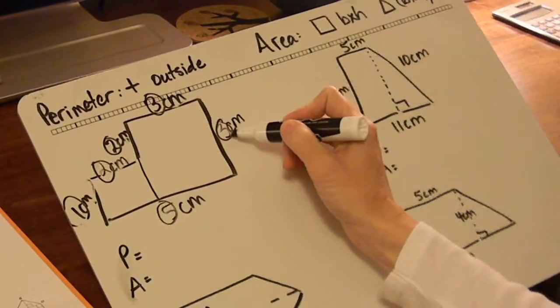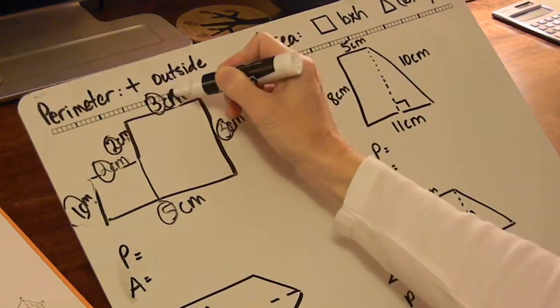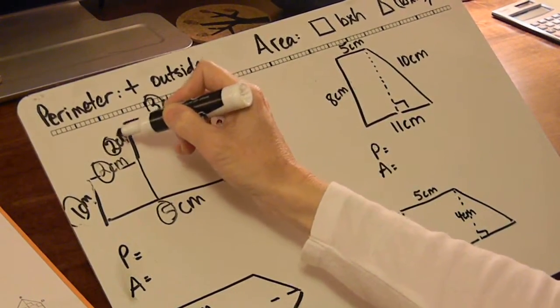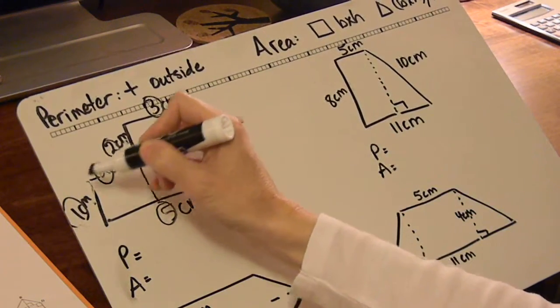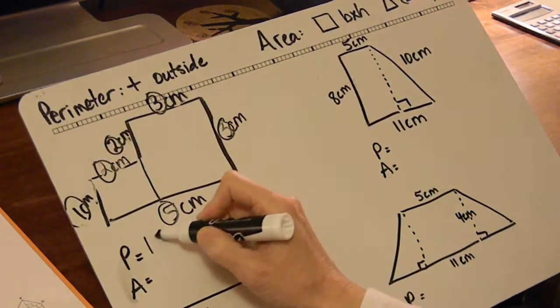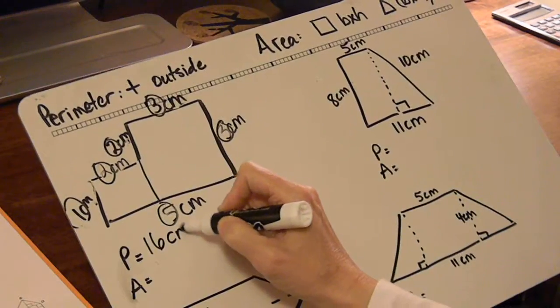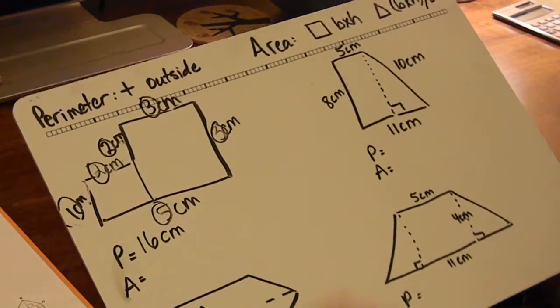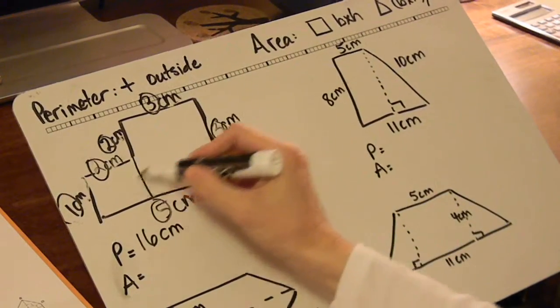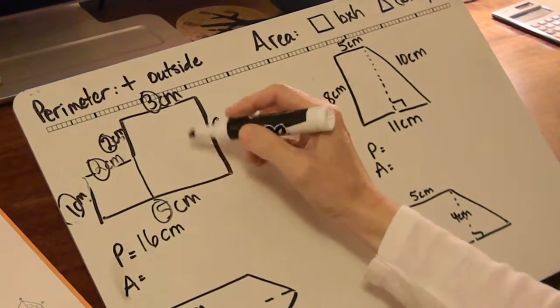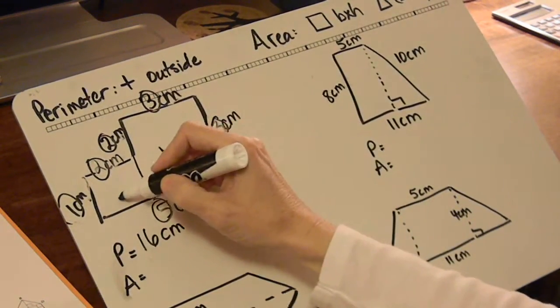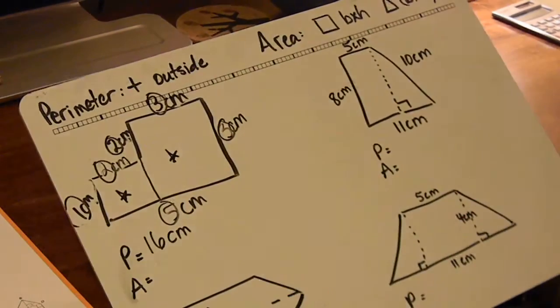So 5 plus 3 is 8. 8 plus 3 is 11. 11 plus 2 is 13. 13 plus 2 is 15. Plus 1 is 16. So the perimeter is 16 centimeters. Now, area is a little bit different because what we need to do is, if we have 2 parallelograms here, we need to figure the amount of space on the inside of this shape and add it to the amount of space on the inside of this shape.